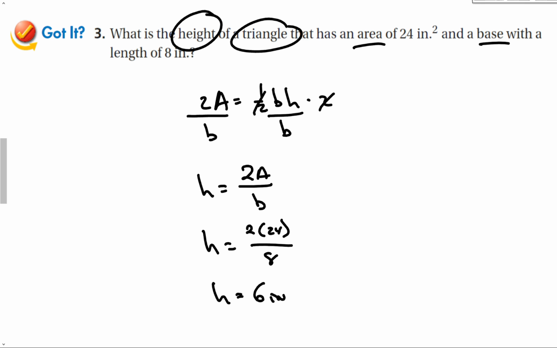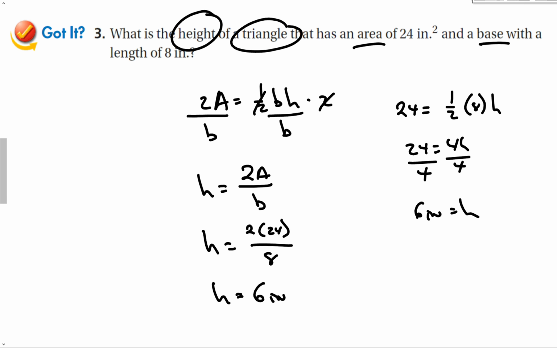And if we wanted to, of course, we could have just plugged it into the formula that 24 is equal to 1/2 the base times the height and worked it out that way. 1/2 times 8 is 4, so 24 is equal to 4h. Divide out the 4, and we still get 6 inches is equal to the height.